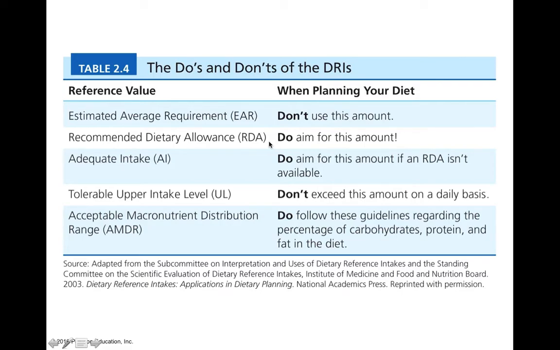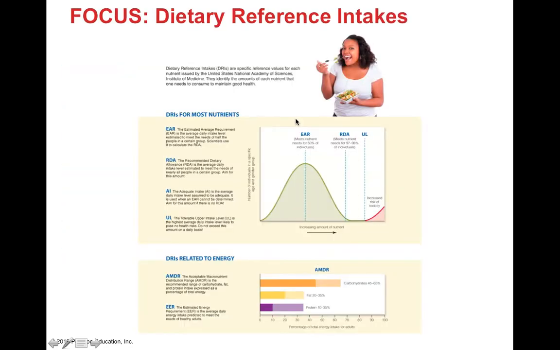All right, so what are you using the DRIs for? Do you use them to plan your diet? Which ones do you use when? So the estimated average requirement is not what you're going to be using. As I go backwards just a little bit, you can see the estimated average requirement is actually going to be much lower than the RDA.